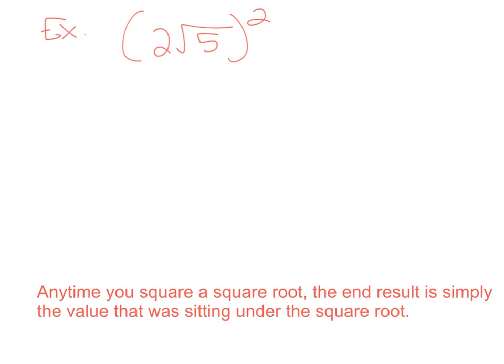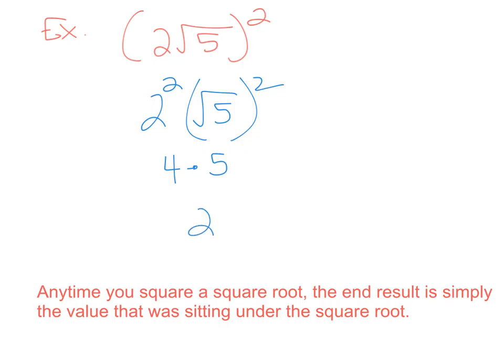All right, so this problem says parentheses 2 square root 5 quantity squared. Anytime you square a square root, the end result is simply the value that was sitting under the square root. So for this problem, you're going to square the 2, and then you would square the square root of 5. 2 squared equals 4. The square root of 5 squared would equal just 5. So your final answer for this problem would be a 20.